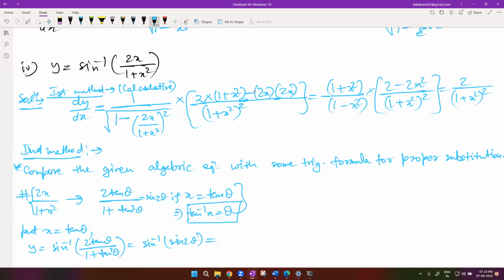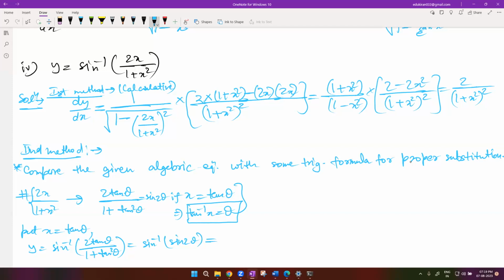The first part is to compare the given algebraic expression with some trigonometric formula for proper substitution. But how to do that substitution? The initial approach is the same: we have to reduce the expression. Now, how can we reduce it? Either we will have to remove sin inverse, or we will have to remove this 2x upon 1 plus x square part. किसी ना किसी part के साथ तो transform करना ही पड़ेगा छोटा बनाने के लिए इसको.